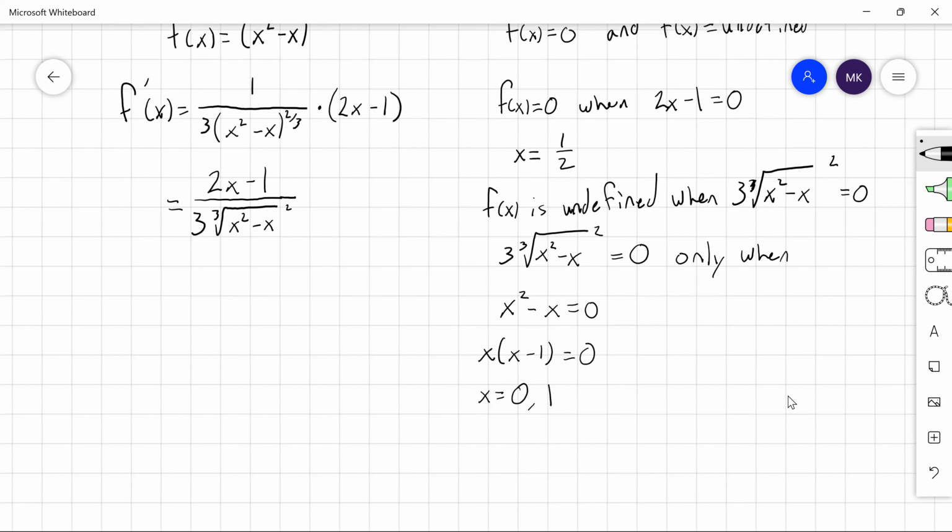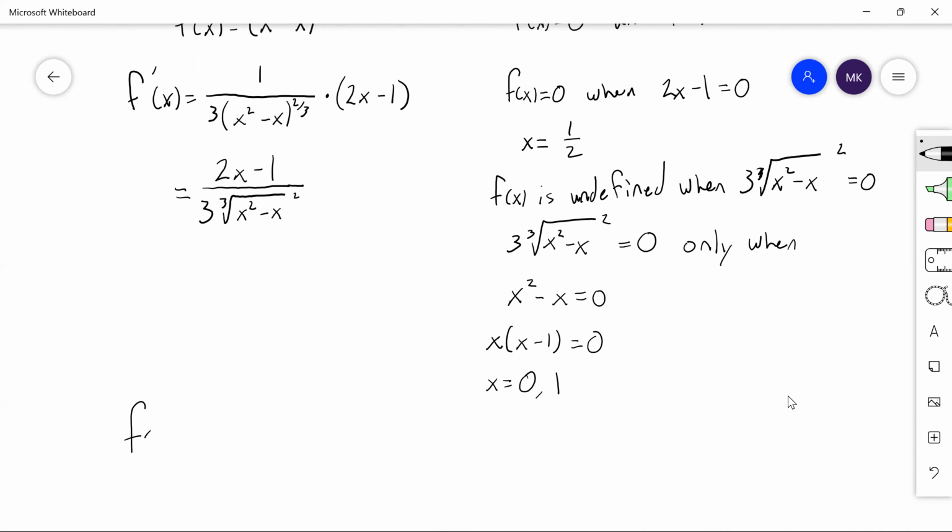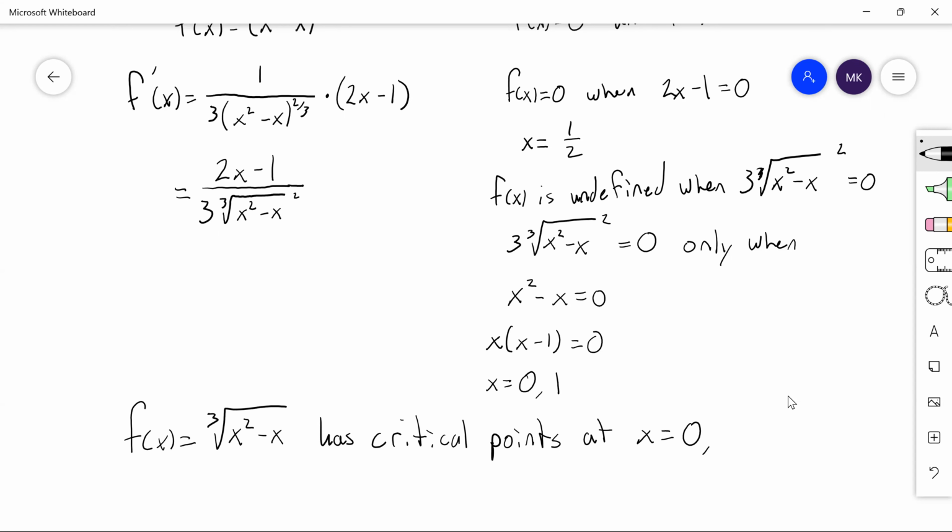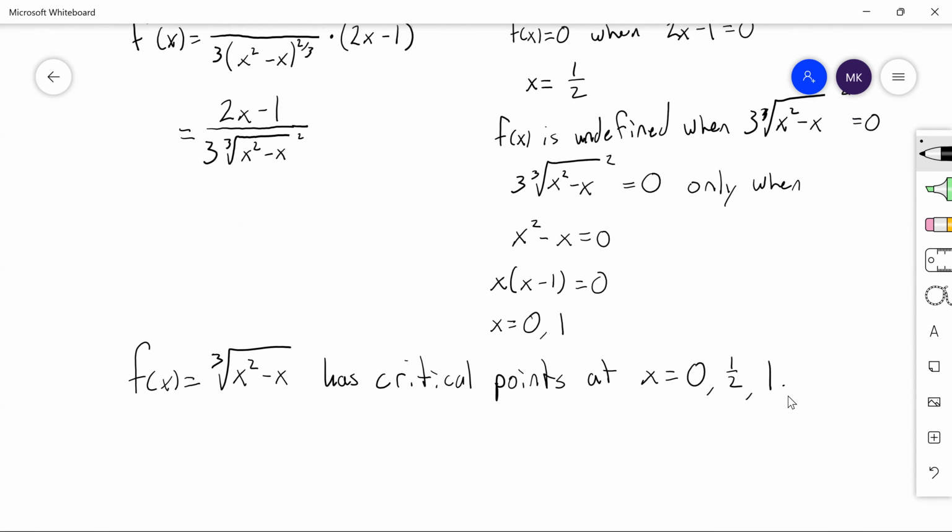So f of x equals the cube root of x squared minus x has critical points at x equals 0, 1/2, and 1. Is everybody with me on that?